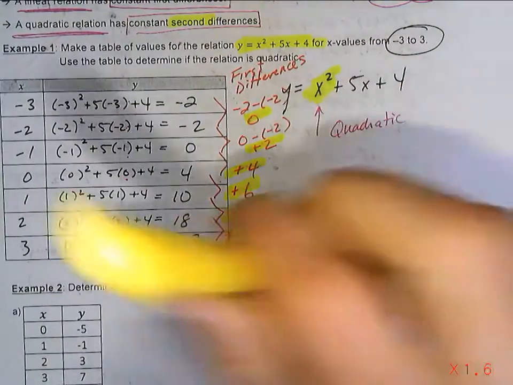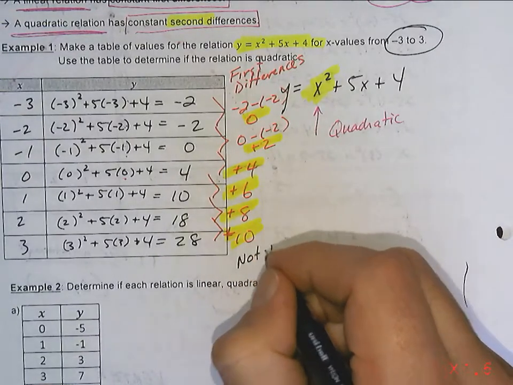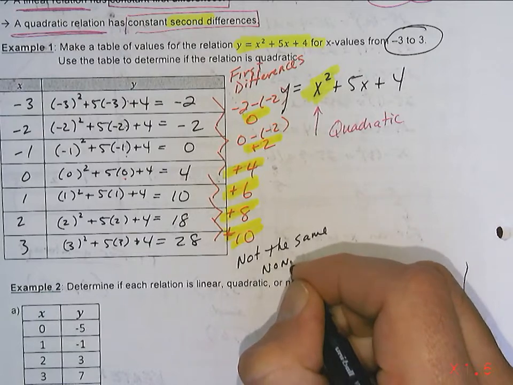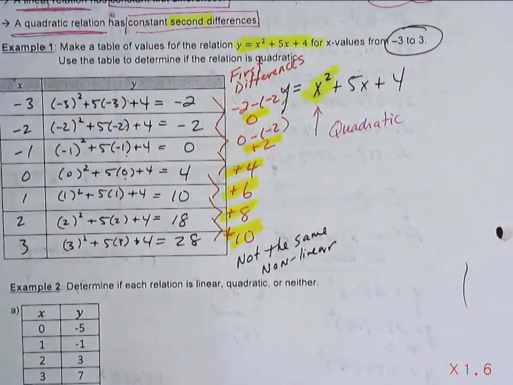Those first differences are not the same. Nope, not the same. What does that mean? Means non-linear. Means it's not a line. Don't know what it is, but it ain't a line.